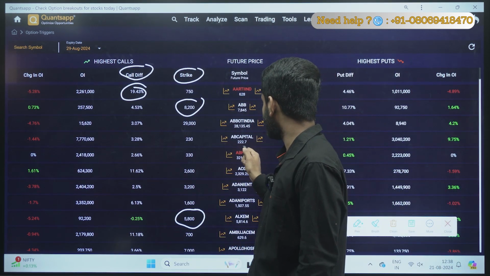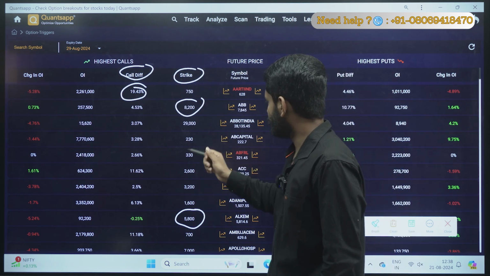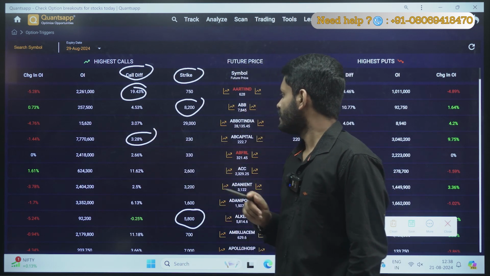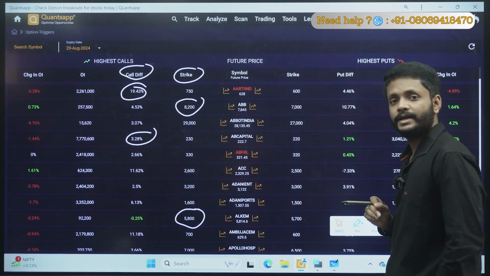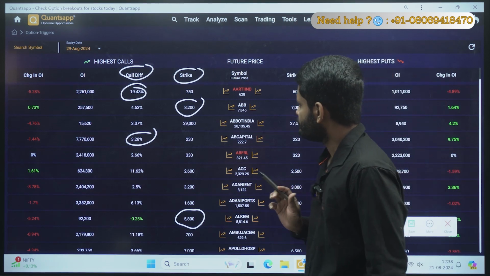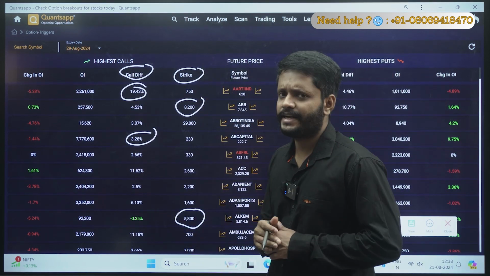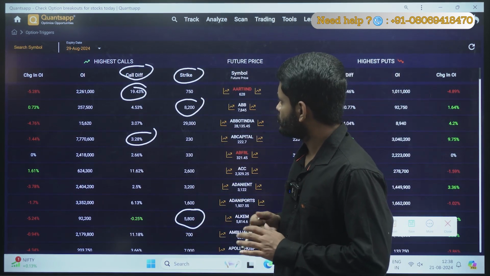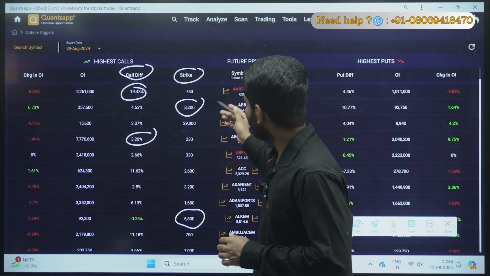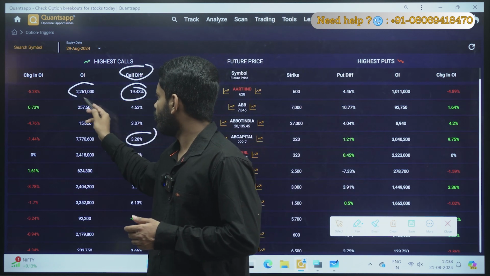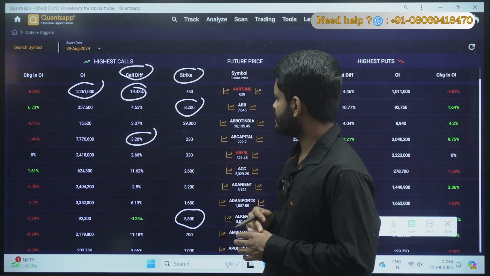AB Capital, if you see, current price is 222, the resistance is at 230. So in percentage terms, AB Capital is 3.28% away from its resistance. Okay, OI is self-explanatory, I need not explain, correct? So what is open interest? It is basically, for Aarti Industries at 750 strike, how many contracts are opened? It is very simple.